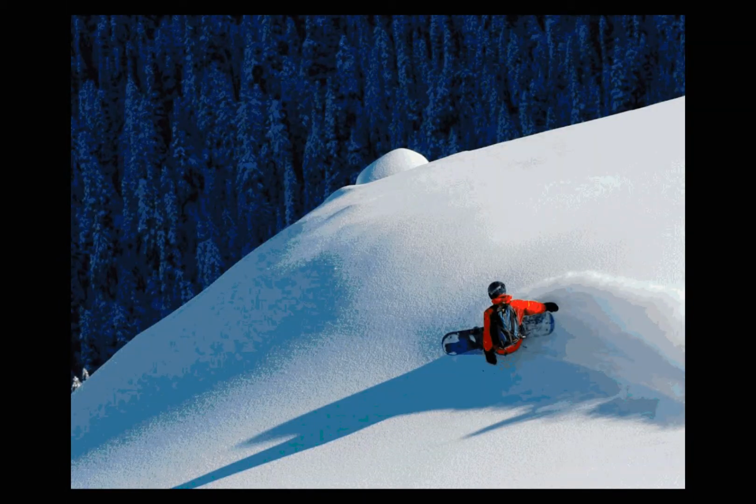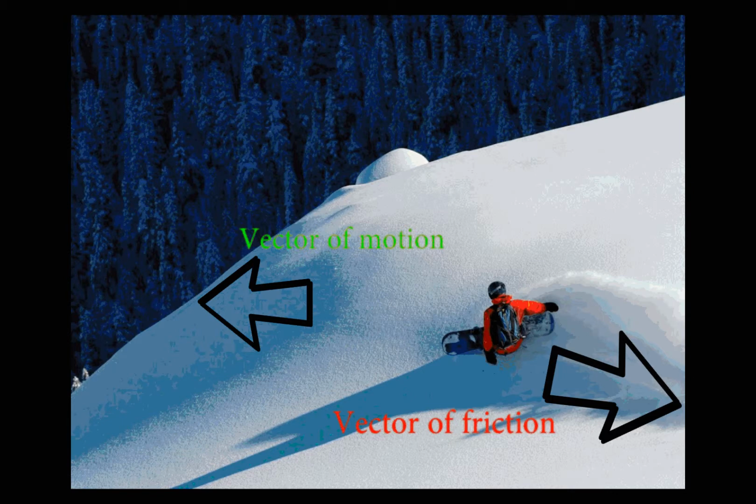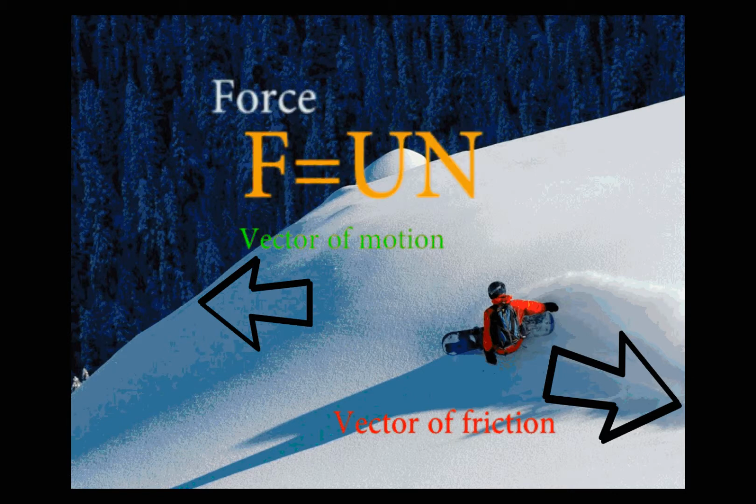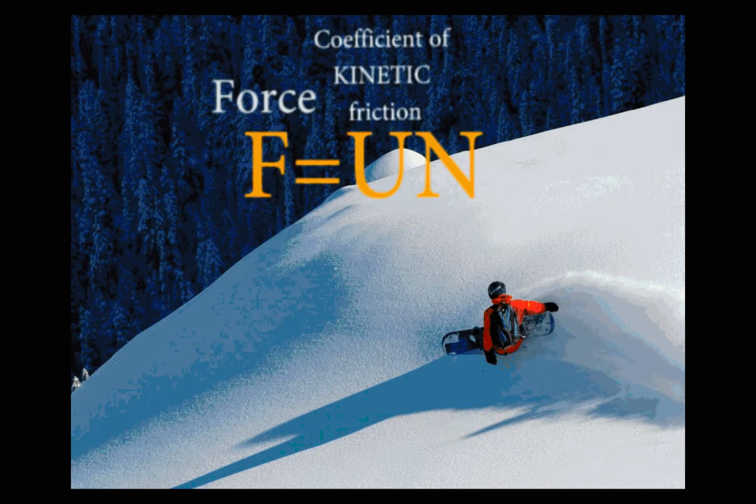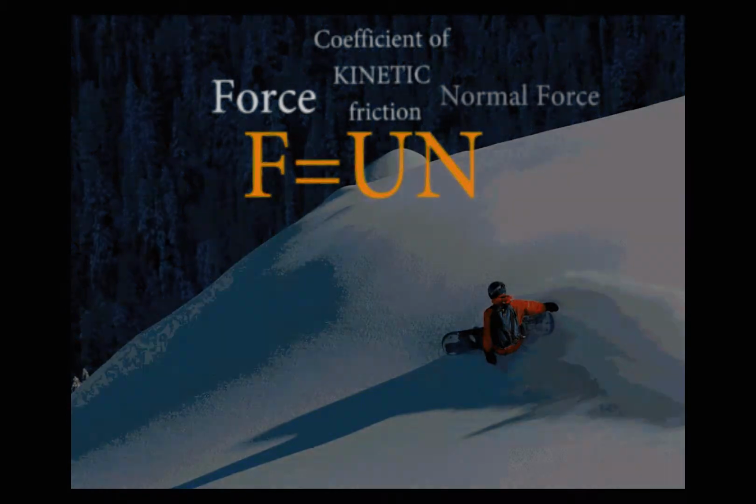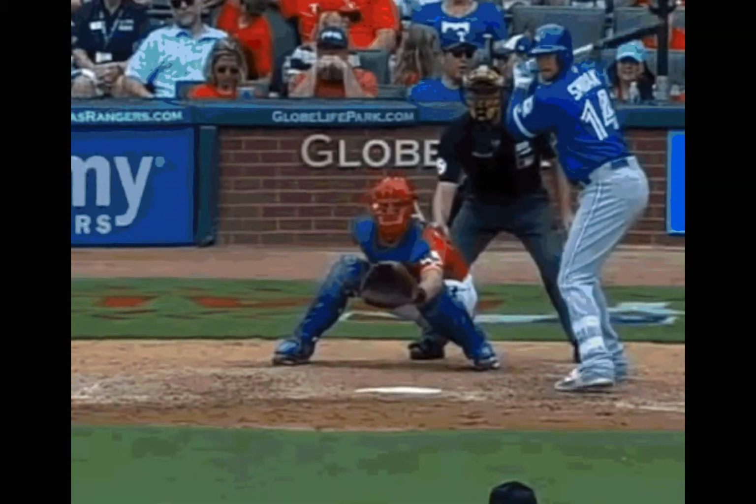Kinetic friction applies a constant force in the opposite direction of motion, and is modeled by force equals the coefficient of kinetic friction times normal force. It is important to note that the coefficient for kinetic friction is in most cases separate from the coefficient of static friction. An example of kinetic friction being used is when sliding in baseball.